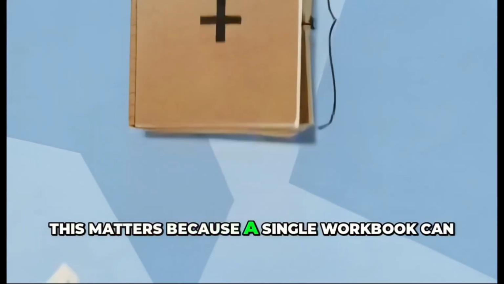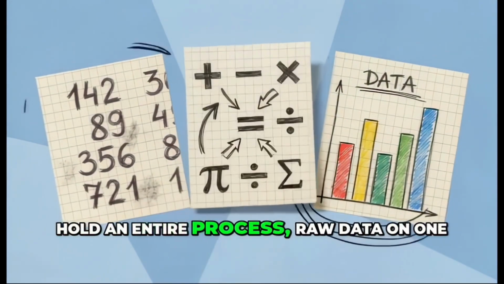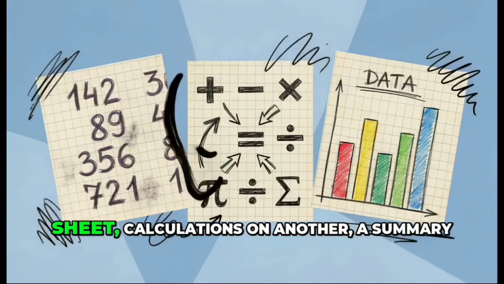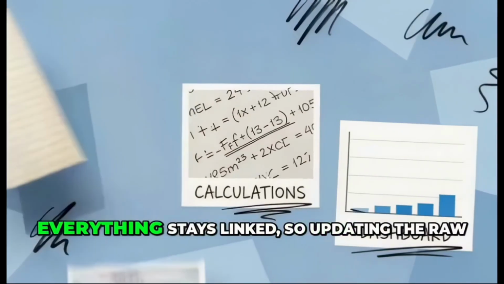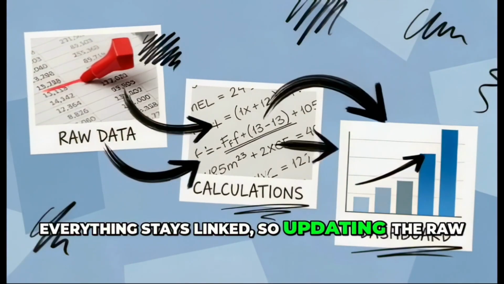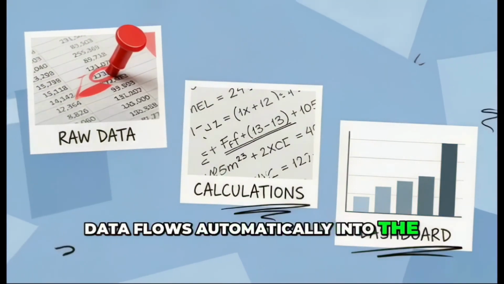This matters because a single workbook can hold an entire process: raw data on one sheet, calculations on another, a summary dashboard on a third. Everything stays linked, so updating the raw data flows automatically into the dashboard.